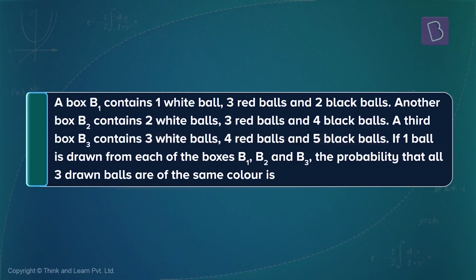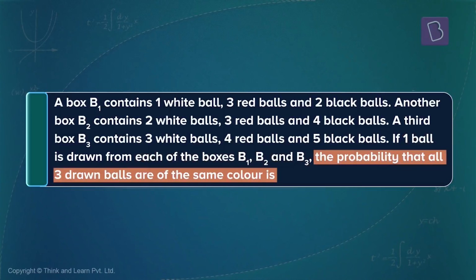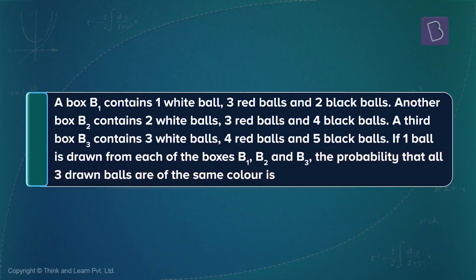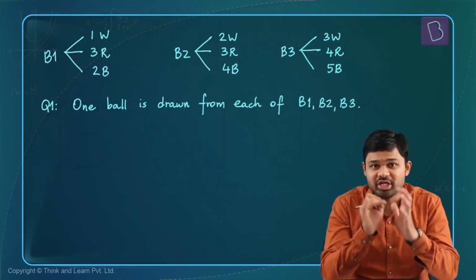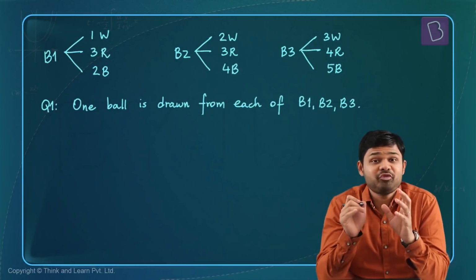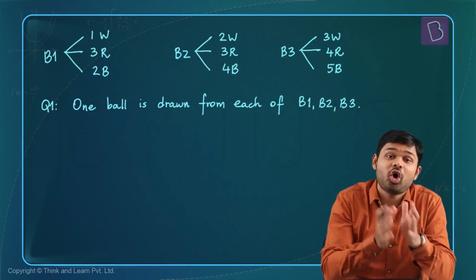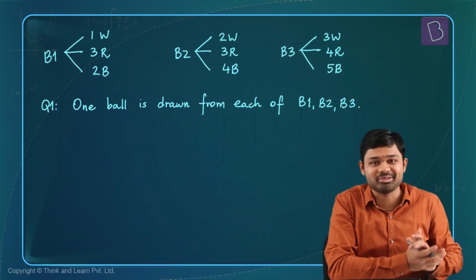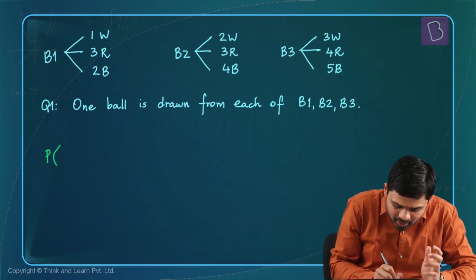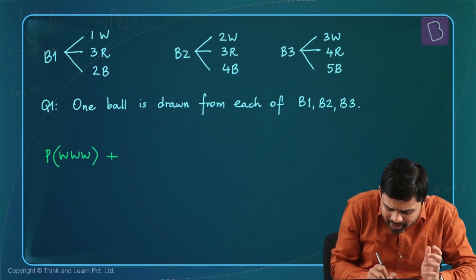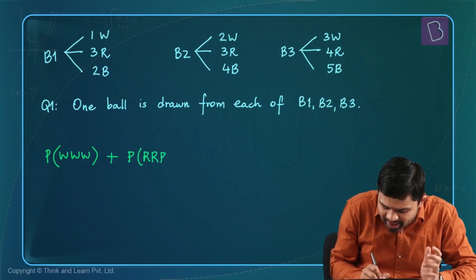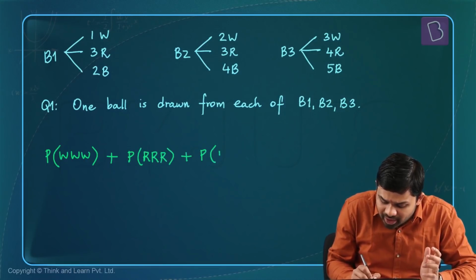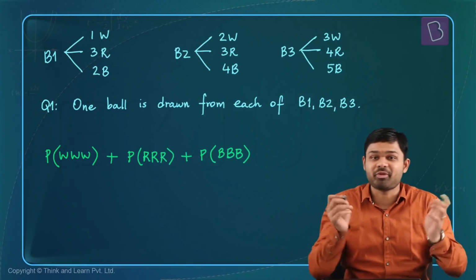Now in question 1, we've been told that one ball is drawn from each of these boxes, and the objective is to find out the probability that all 3 balls are of the same color. This is a very straightforward and simple question. Actually nothing much complicated here. So we have to find out the probability of the fact that all the balls are the same color. So we can get all the balls to be white, all the balls to be red, or all the balls to be black. That's what we have to find out. We have to find out the probability of white, white, white plus the probability of red, red, red plus the probability of black, black, black. This is what we have to find out.